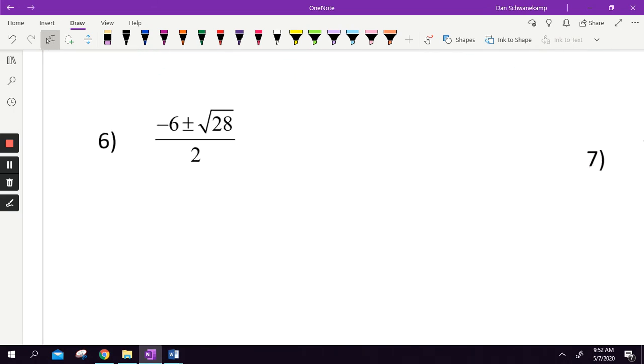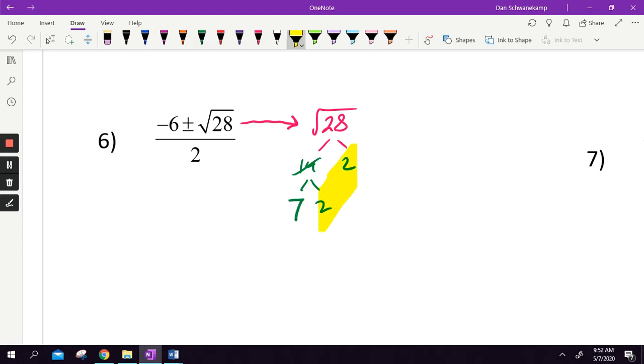Let's try number 6. So number 6, I can't take the square root of 28, but I'm still going to come over here and simplify the square root of 28, just like we've always done. Square root of 28, I can break that down into 14 and 2. 14, I can break that down into 7 and 2. I can't break down 7 anymore. That's a 7, not a 2. It looks like a 2, though. All right, so I'm looking for pairs. I've got one. I've got a 2 that can come outside the radical. The 7 cannot.